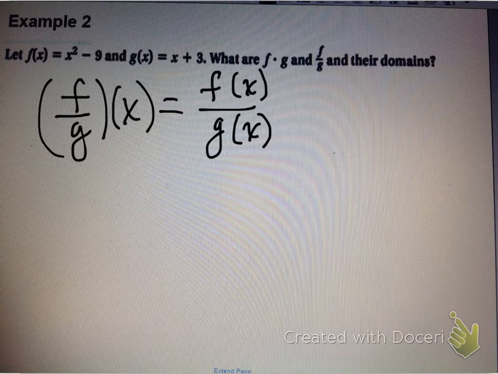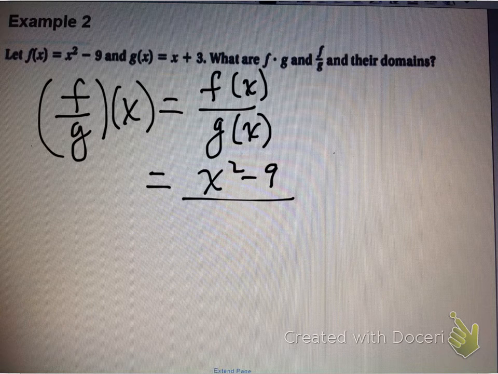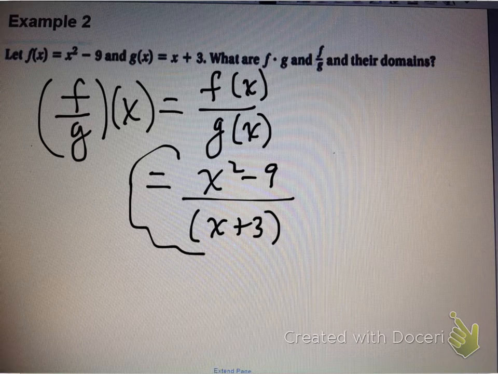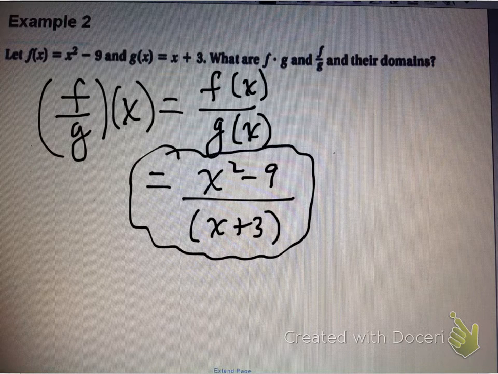Alright, so here we may have to be careful. We don't want to be dividing by 0 here, so we'll get to that in a minute though. So substitute in for f of x, that's x squared minus 9. G of x, that is x plus 3. Alright, and so this is f divided by g of x, so we can circle that. Our work is done there.